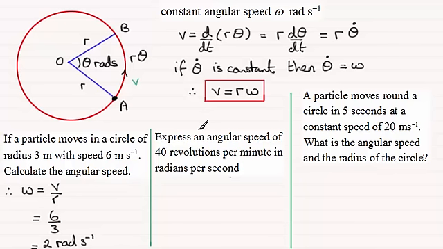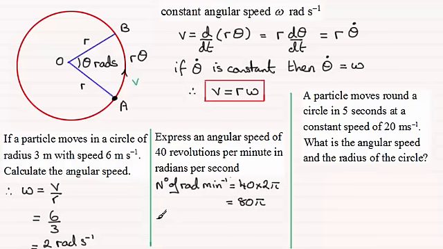This next example: express an angular speed of 40 revolutions per minute in radians per second. Well, we've got to think about the number of radians travelled in 1 minute, okay? So the number of radians per minute, what's that going to be? Well, it's going to be equal to 40 times 2 pi. Remember, there's 2 pi radians in one complete turn. And that's going to give us 80 pi radians.